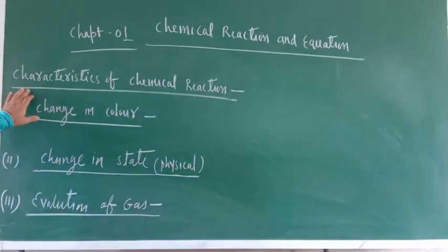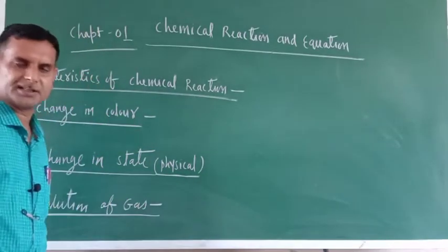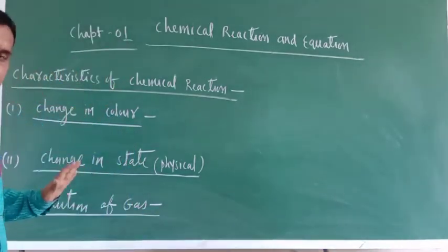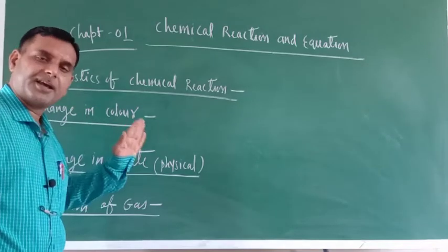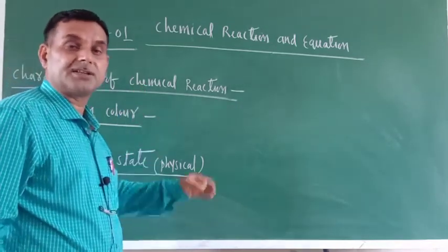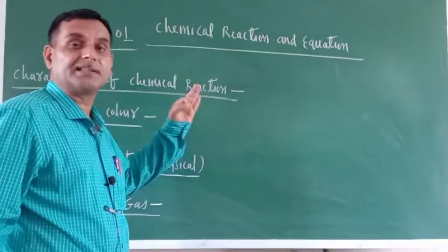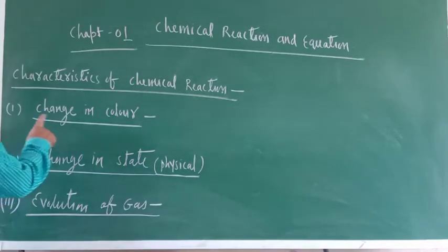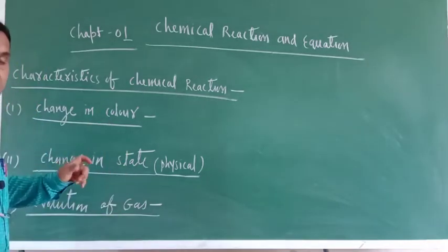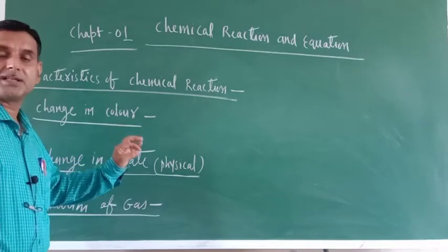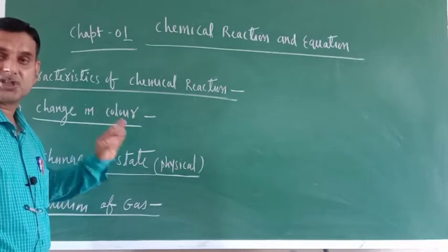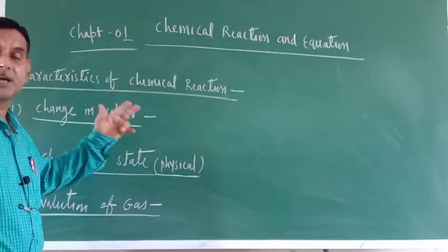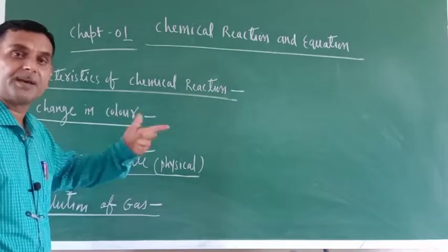Now today I am going to teach you the characteristics of chemical reactions. What are the characteristics of a chemical reaction? There are some characteristics. If they are taking place in a particular reaction, then only that should be classified as a chemical reaction. Just see, the first characteristic is change in color. It means if during the course of a chemical reaction the color of the substance changes, that change can be classified as a chemical change, and it can be called a chemical reaction.